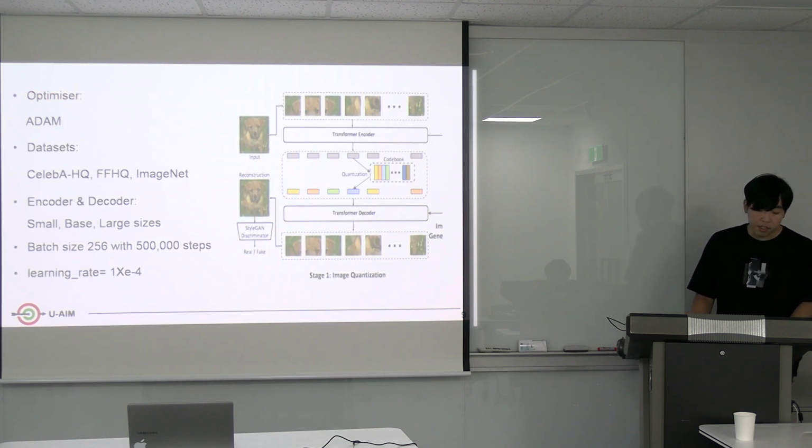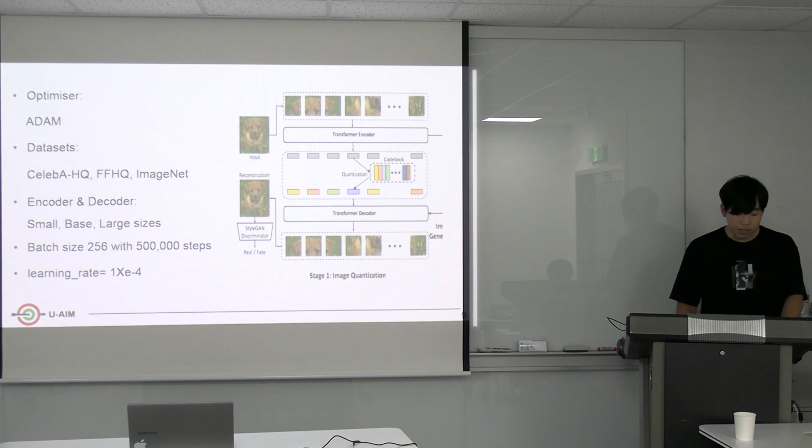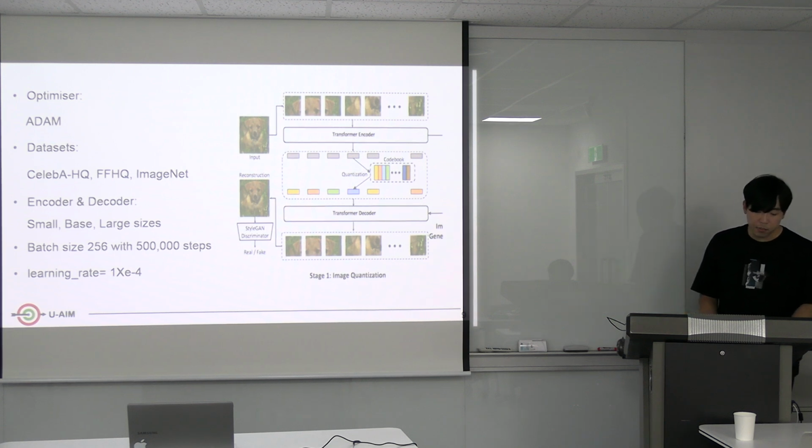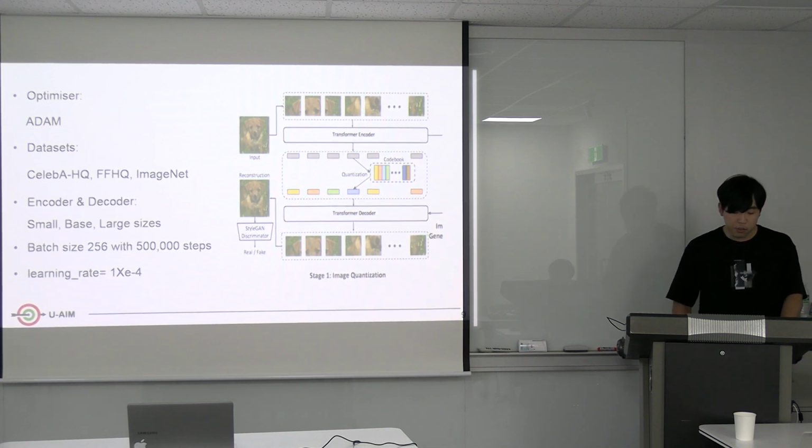These are how experiments are conducted. Basically, the Adam optimizer is used with datasets: CelebA-HQ, FFHQ, and ImageNet. The encoder and decoder of the model were distributed to small, base, and large size cases to compare trade-offs between speed and quality. A batch size of 256 with 500,000 steps was conducted with a learning rate of 10 to the minus 4. Then I will jump over to the second stage.